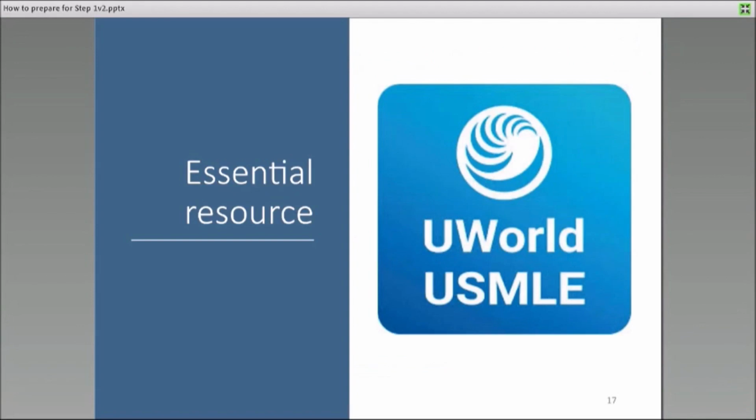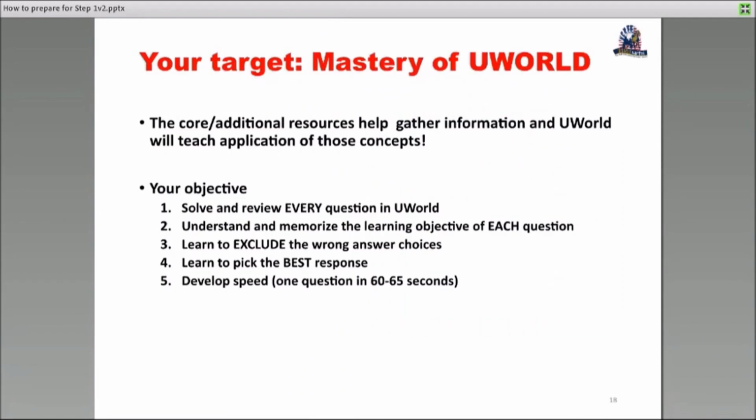Then we come to UWorld, or USMLE World, for USMLE Step 1. This is one of the other essential resources, very important. Understand that Step 1 is a test of both your knowledge and application. Very few questions will test the basics and definitions. Most questions will be based on application of concepts and scientific principles. This is where UWorld will come in.